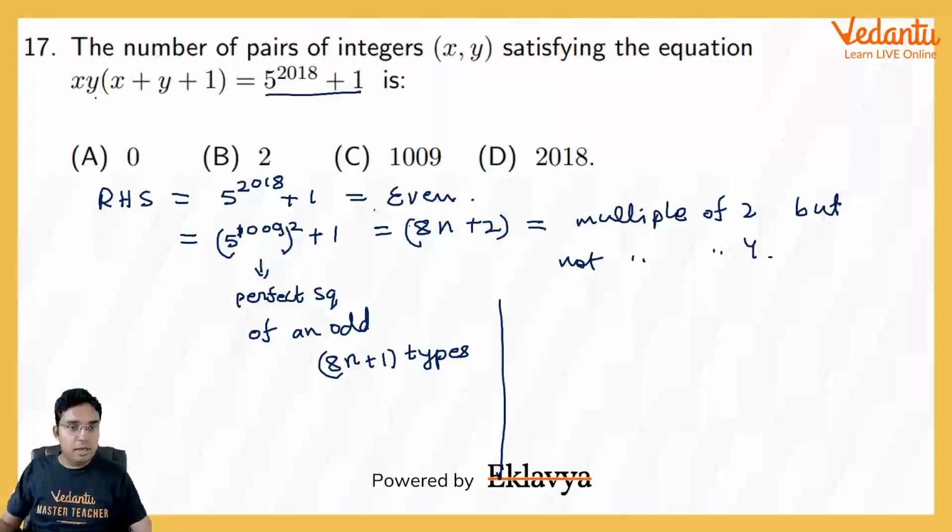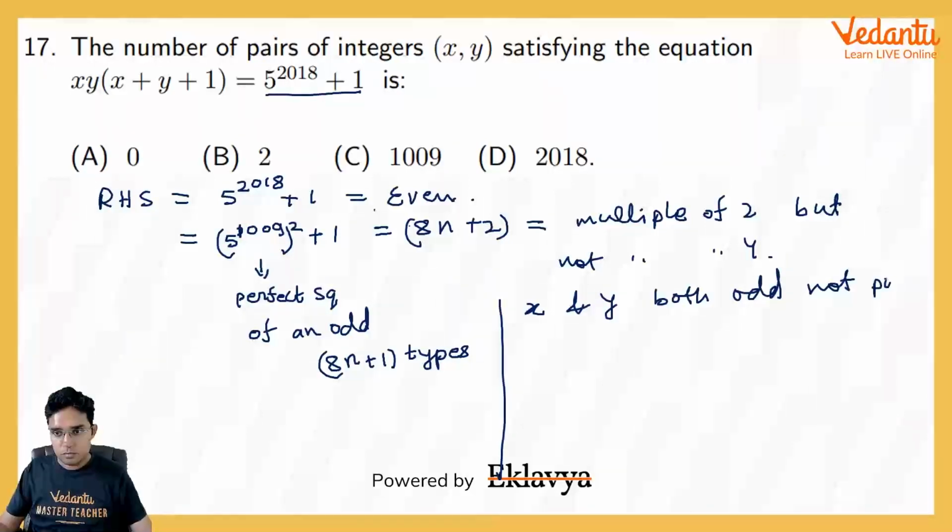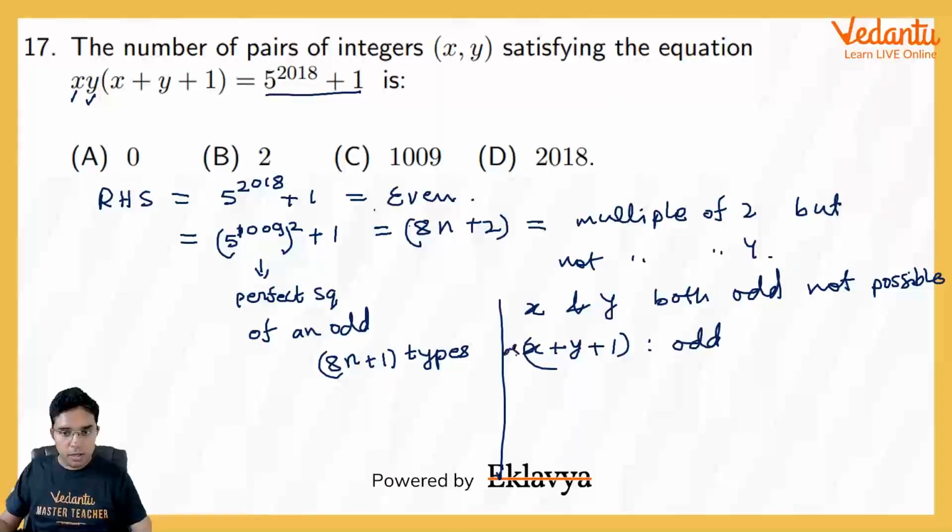So that means x and y both odd, not possible. Why am I saying so? Because if x is odd, y is odd, x plus y plus 1 is also odd, and their product cannot be even. Okay, so either x and y both should be even. Then also there is a problem, because even into even will give you a multiple of 4. But my right hand side is only a multiple of 2, not a multiple of 4. Not possible.